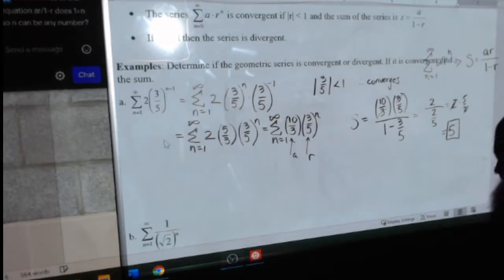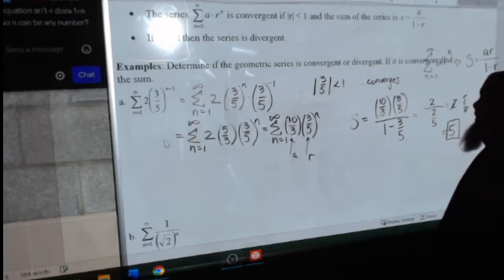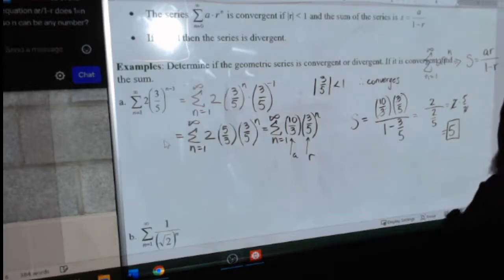So we proved that this geometric series converges, and it converges to a summation of 5. Any other questions about this guy?